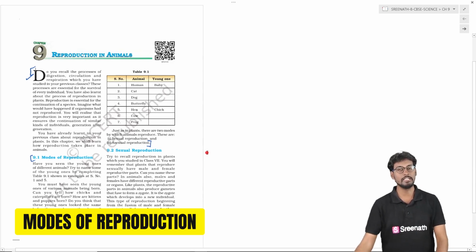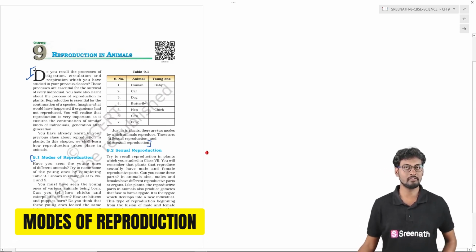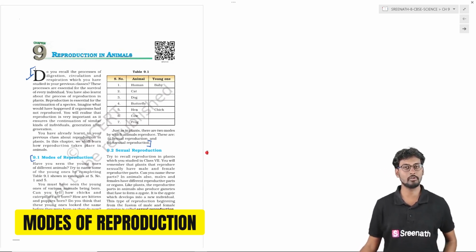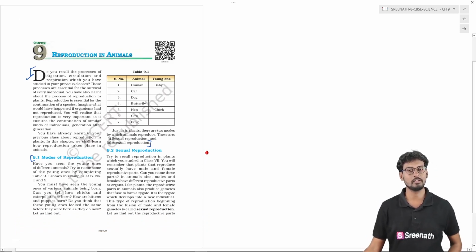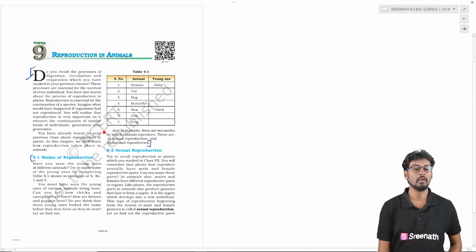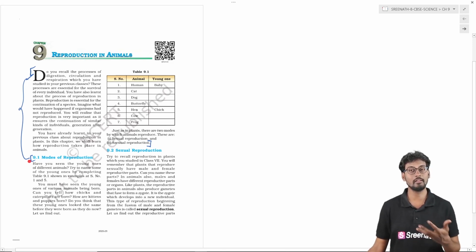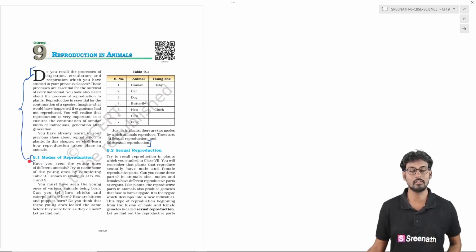Coming to the detailed explanation of each and every topic. So here it's about reproduction in animals, the 9th chapter of CBSE 8th standard biology. In the introduction we can say that reproduction in animals is very important. Why? Because it maintains healthy population levels or population numbers in a proper way.